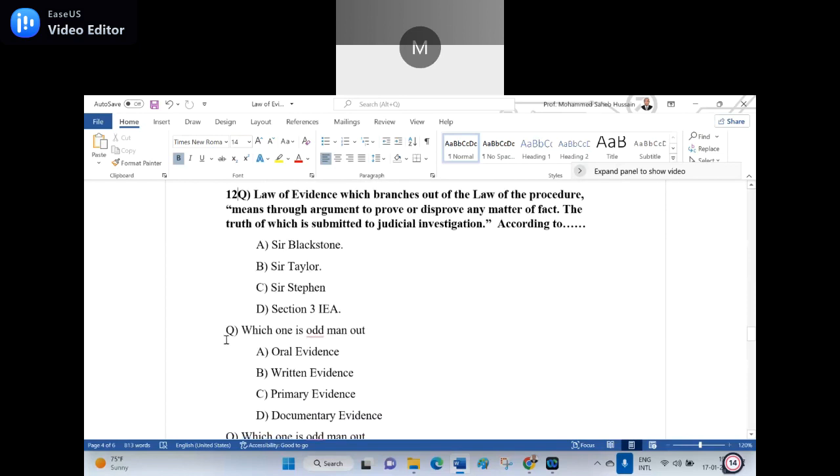Now the 13th question. Which one is odd man out? Means something entirely different from others. A, oral evidence, B, written evidence, C, primary evidence, D, documentary evidence. B, sir. Written evidence is the odd man out. Even among the 10 evidences, it is not there.